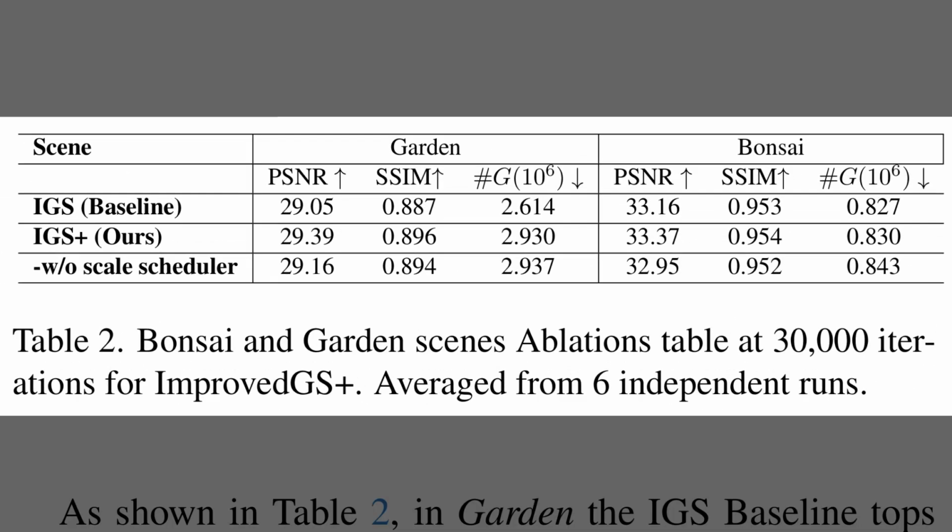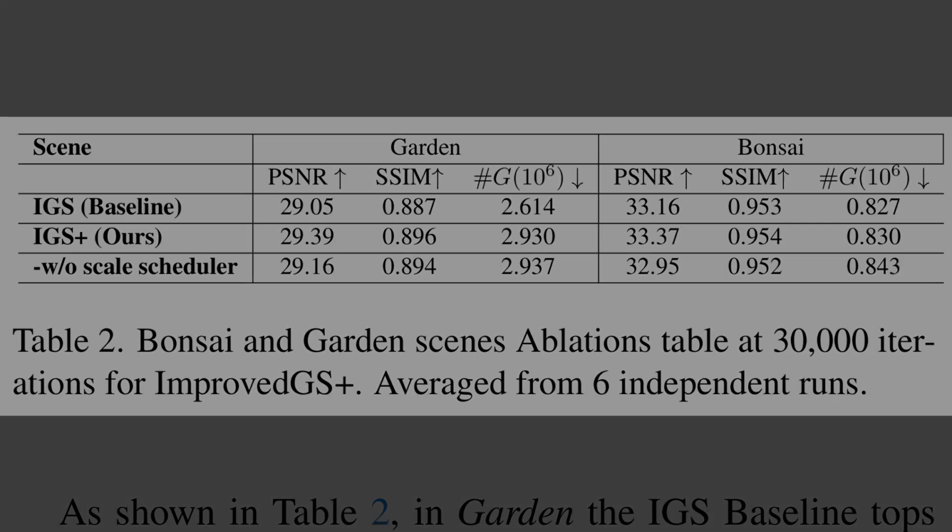Well, after Table 1 showed early results, Table 2 looks at the final performance at 30,000 iterations for those same garden and bonsai scenes. The middle row highlights the full ImprovedGS Plus model, which consistently beats the baseline above it in both image quality and structural similarity. And just like we saw before, the bottom row confirms the scale scheduler's importance. Removing it not only drops the final peak signal-to-noise ratio, but also slightly increases the total number of Gaussians used, proving the scheduler helps maintain both quality and efficiency at the end of training.